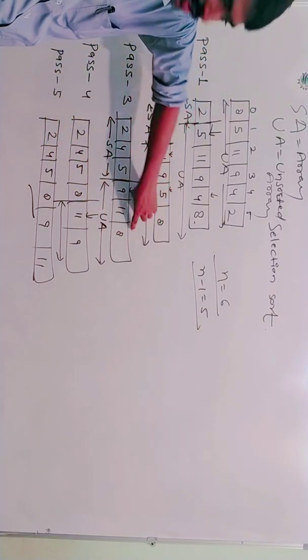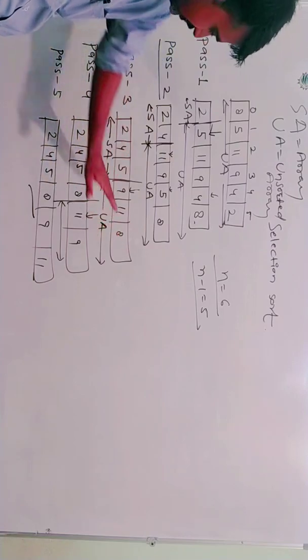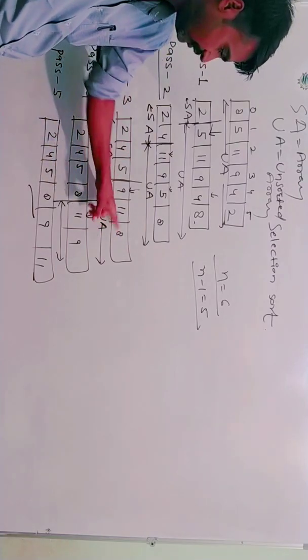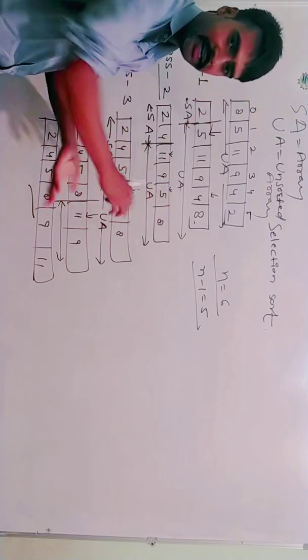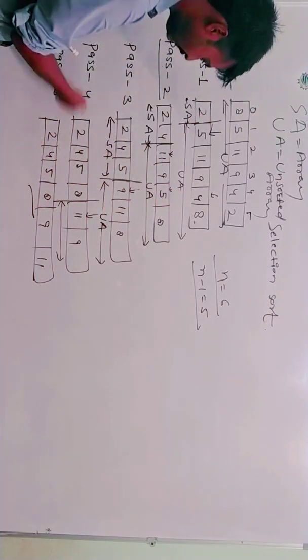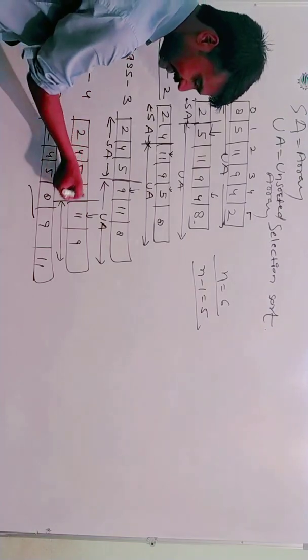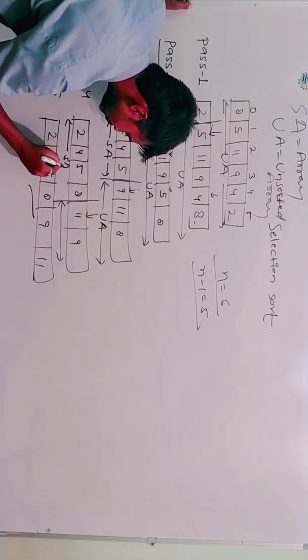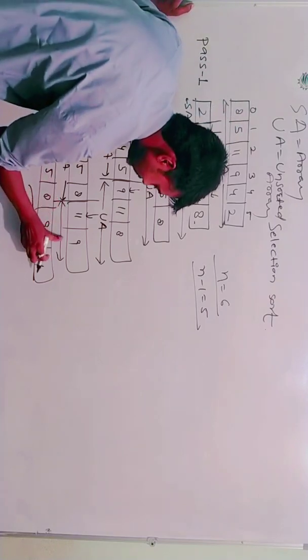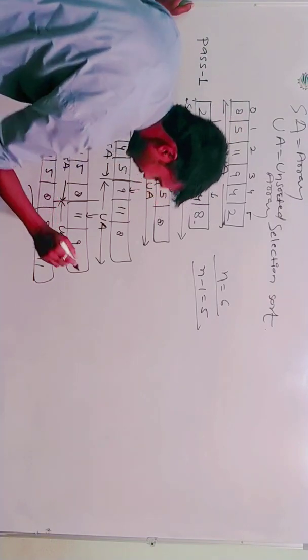What is the smallest element in this array? It is 8. 8 will be replaced with the first element of the unsorted array, that is our 9. So 9 and 8 will be swapped. After pass 4, we will get 8 here and 9 here. Now this is our sorted array and this is our unsorted array.